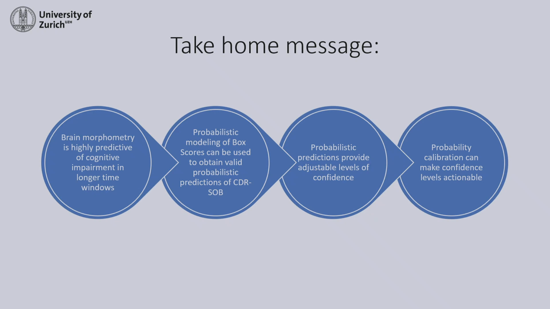And the probabilistic predictions give you this adjustable level of confidence, but the thing is that they do not come out of the box perfect. They are obviously prone to error. So probability calibration can make these confidence levels actionable, so that when you say that there's 100% chance of having the case of, or detecting an attack or doing a correct trade, you can be sure that it really is 100%.